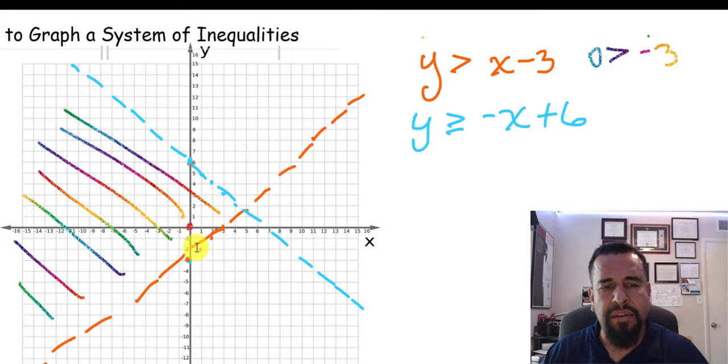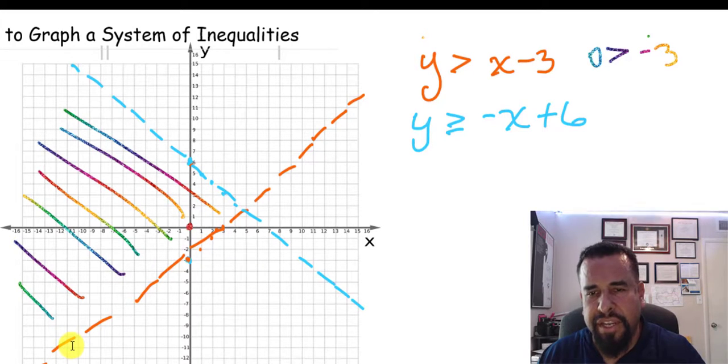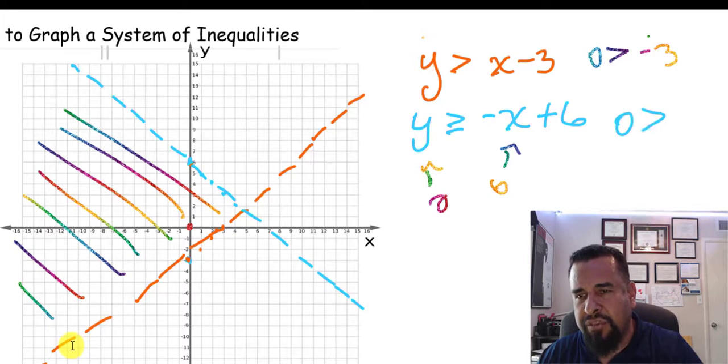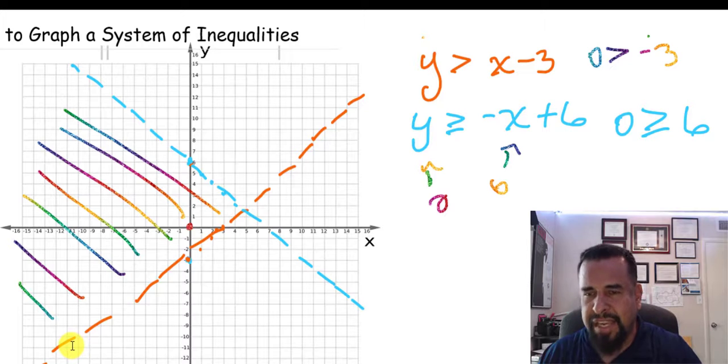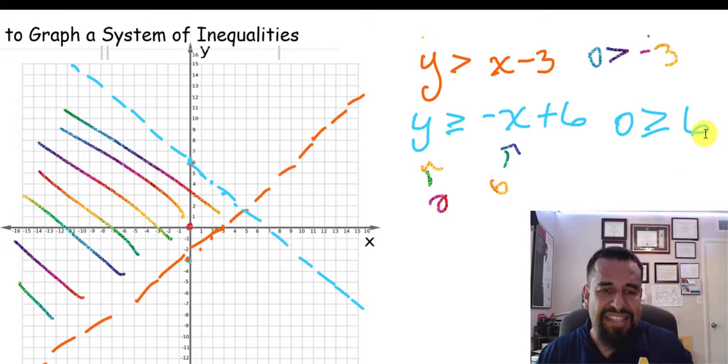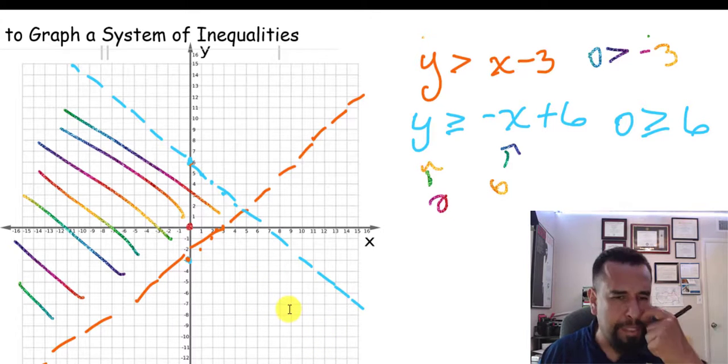Let's plug the origin in again for this one, 0 and 0. And let's see, what do we get? We get 0 is greater than or equal to 6. Is that statement true? Is 0 greater than or equal to 6? It is not. That statement is false. So because it's false, I will not be shading this area as part of this equation, but I will be shading this area.